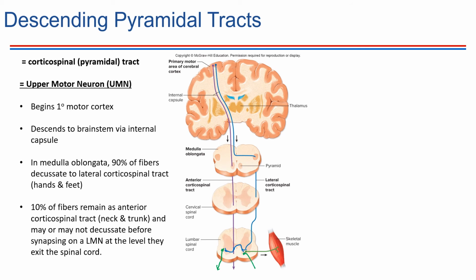Now, what's different about these guys is that they're not going to be going to the extremities so much. They're going more to your core, so your trunk. They're your stabilization muscles, as opposed to the lateral corticospinal tract, which is going out to your appendages, your arms and your legs. So that's the difference between the anterior corticospinal tract and the lateral corticospinal tract. And again, they're going to skeletal muscle, so this is your voluntary control.